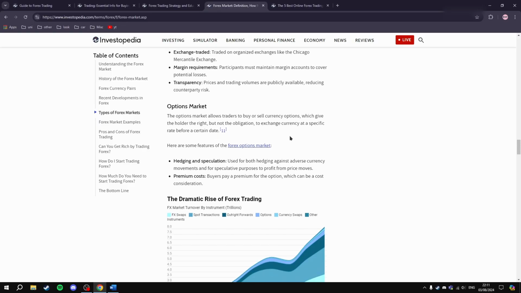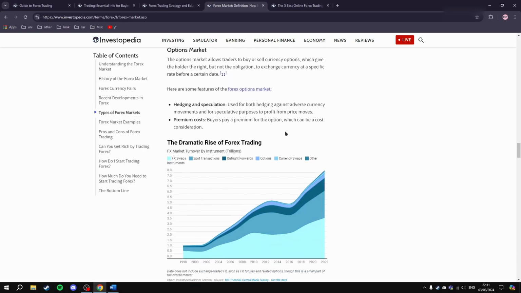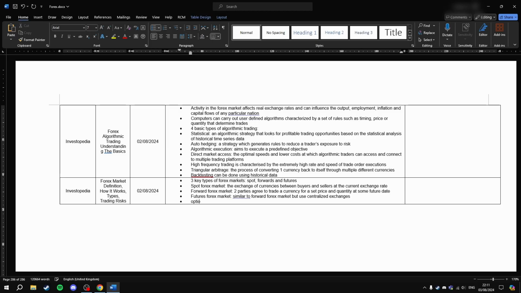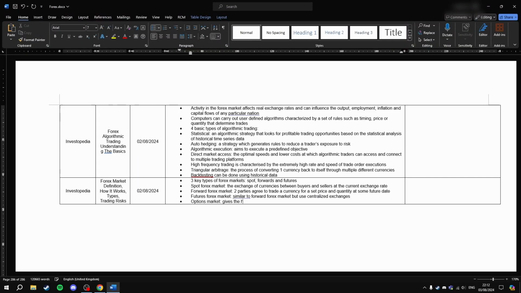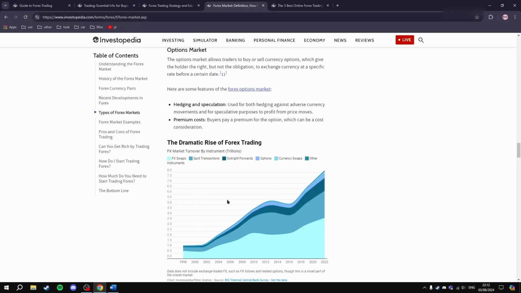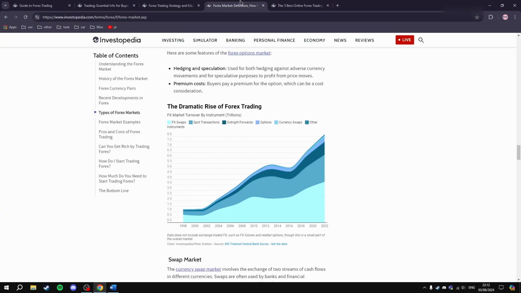Options market. The options market allows traders to buy or sell currency options, which gives the holder the right but not the obligation to exchange currency at a specific rate before a certain date. Here are some features of the forex options market.